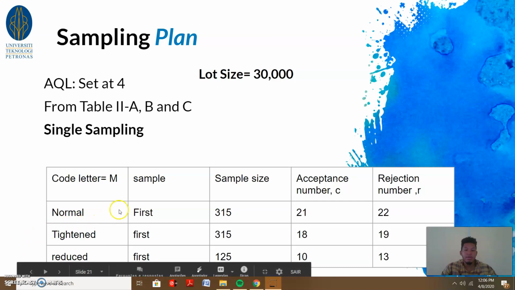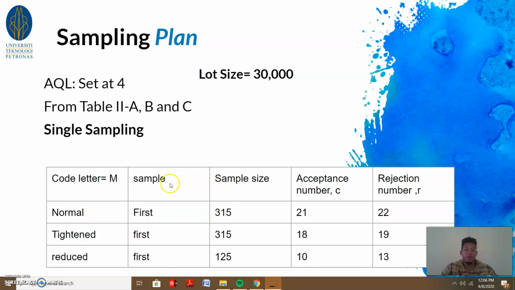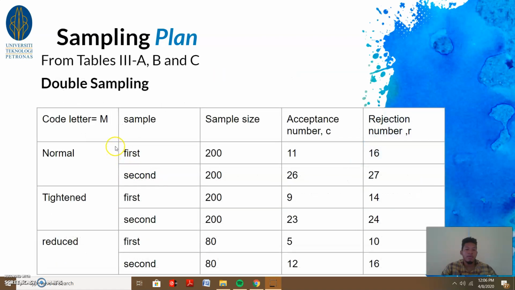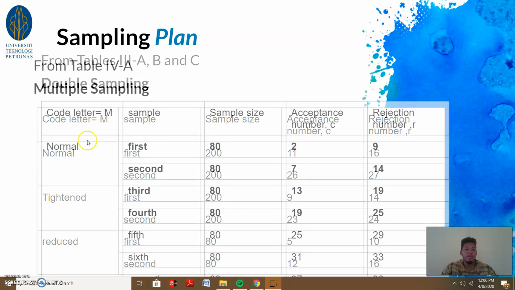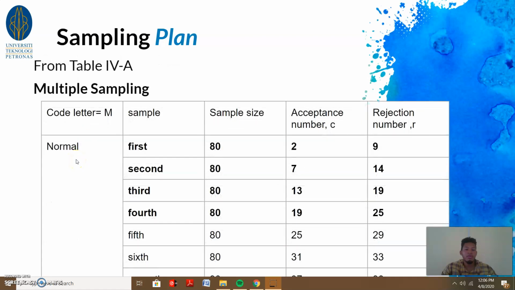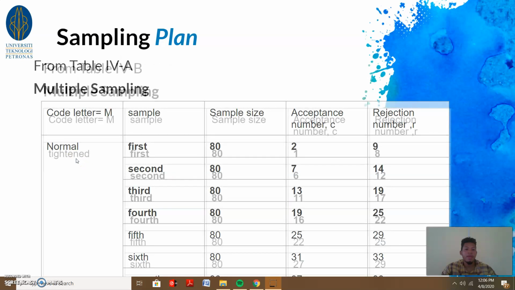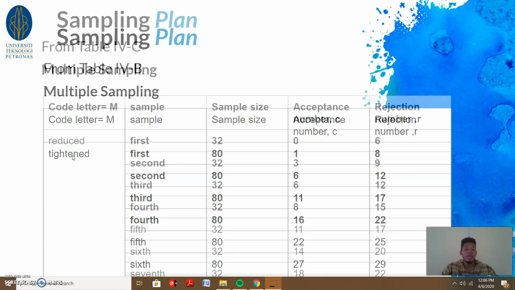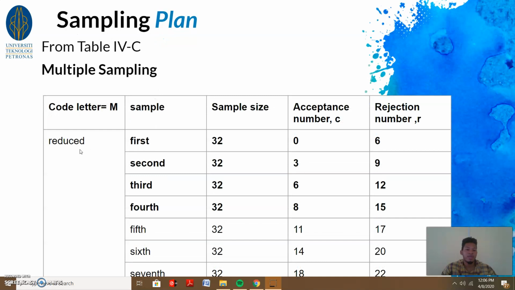In this table, you can see the sample sizes, acceptance number, and rejection number for the single sampling. And we use tables 2A, 2B, and 2C to collect these values. For double sampling, the procedure is the same, but we use tables 3A, 3B, and 3C. For multiple sampling, for normal inspection, we have used table 4A. For tightened inspection, we have used table 4B. And for reduced inspection, we have used table 4C.